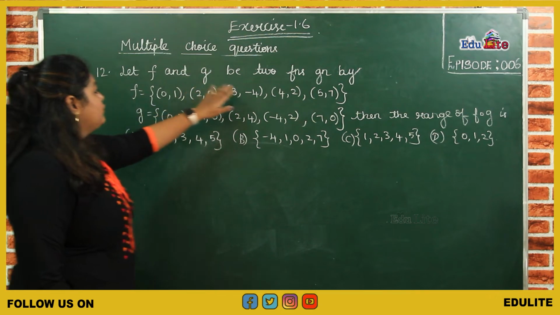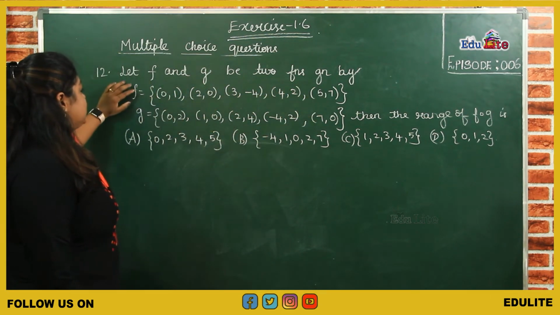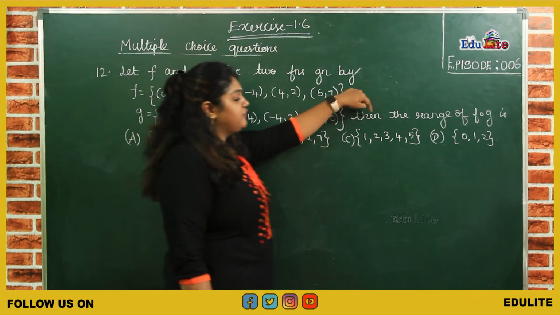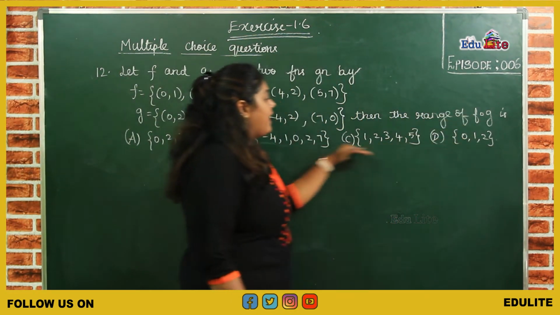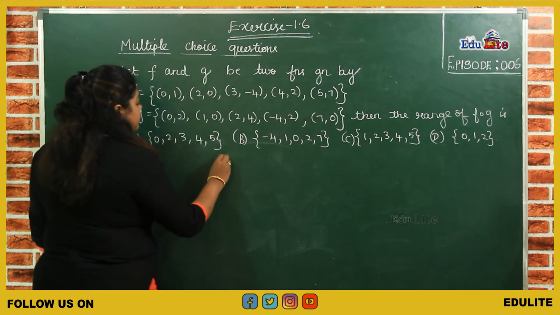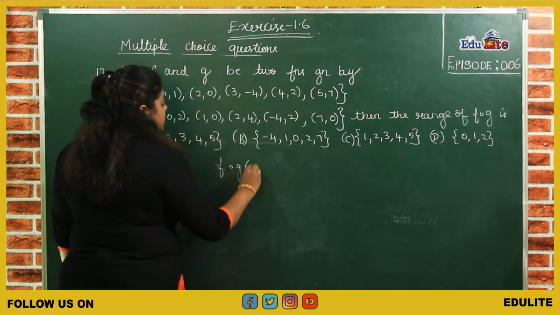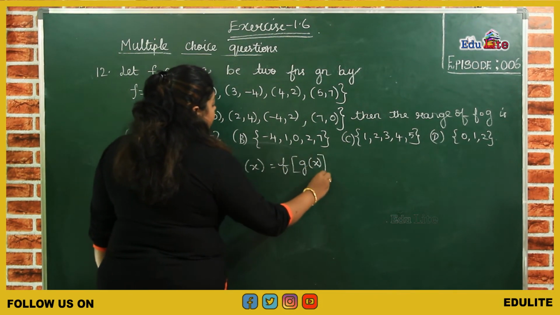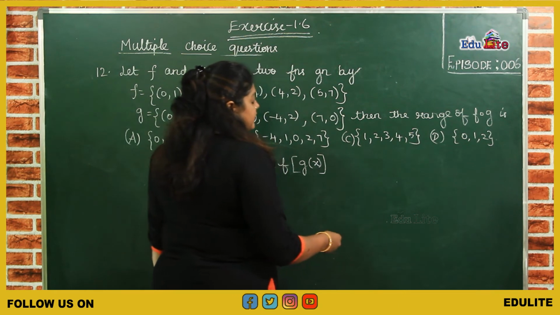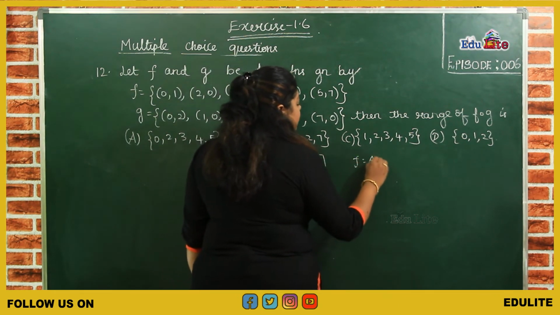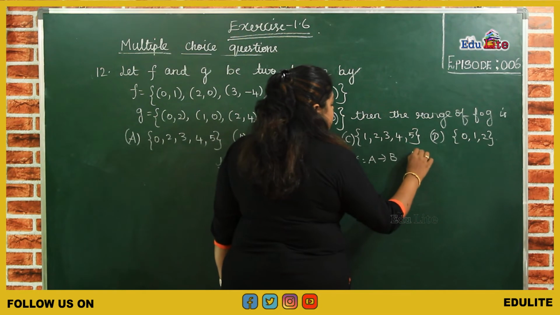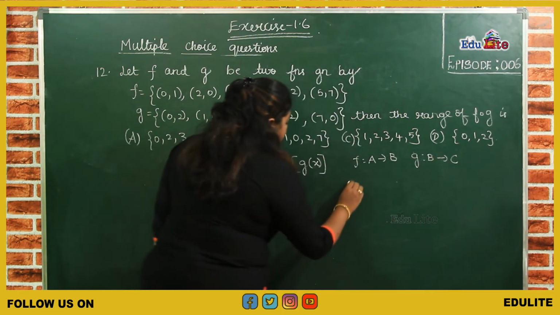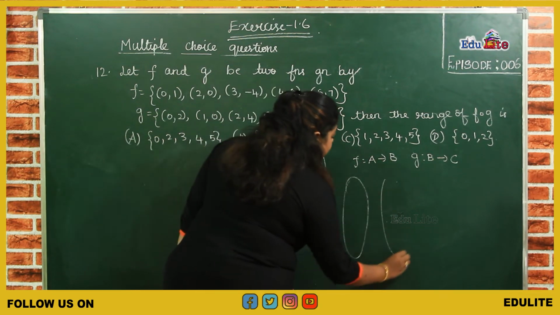Let f and g be two functions given in such a way. Now we have to find the range of f of g among these. Let us do it. f of g is represented as f of g of x, and we know by the composition of functions definition, f is a mapping from A to B and g is a mapping from B to C. Okay, so first let us do that.